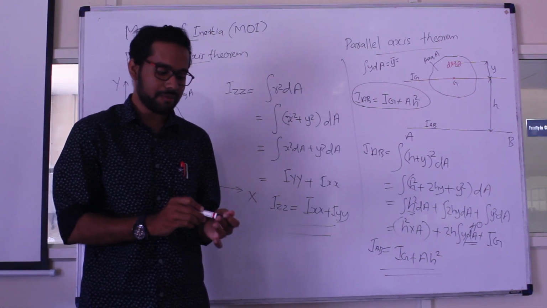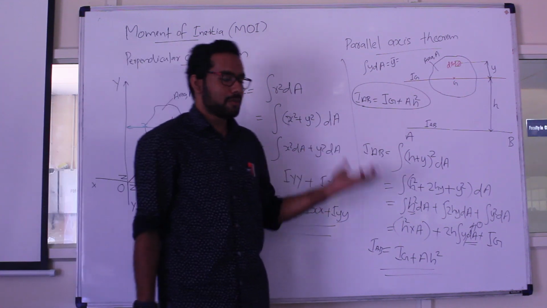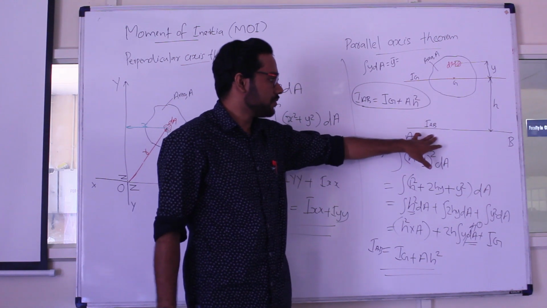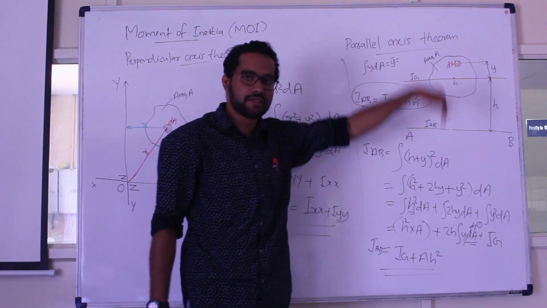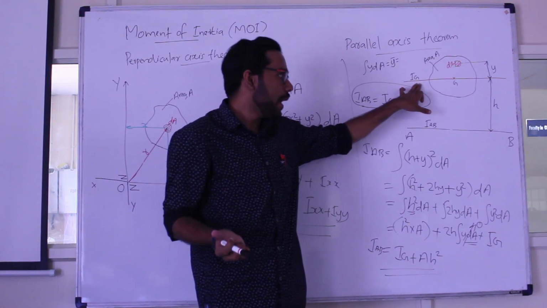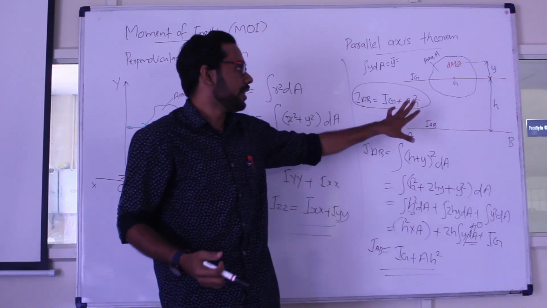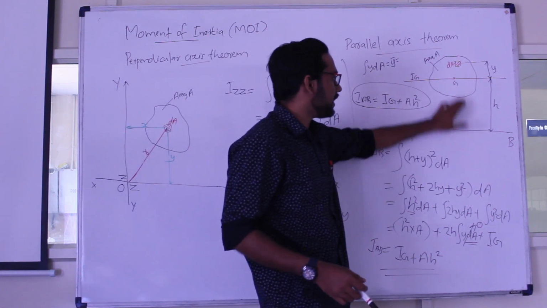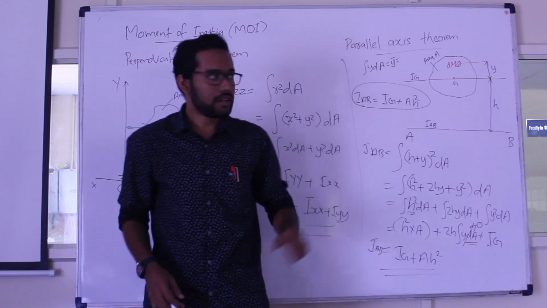So we can define the parallel axis theorem like this: the moment of inertia of an area about some reference axis which is parallel to the centroidal axis is the sum of the moment of inertia about the centroidal axis plus the product of the area and the square of the distance between the reference axis and the centroidal axis.